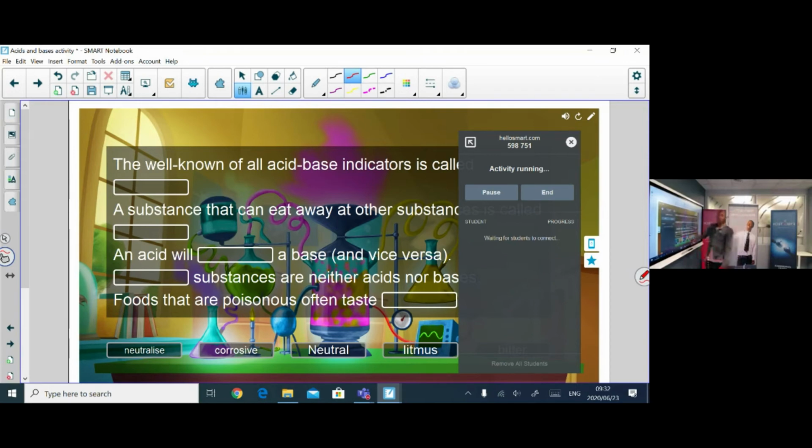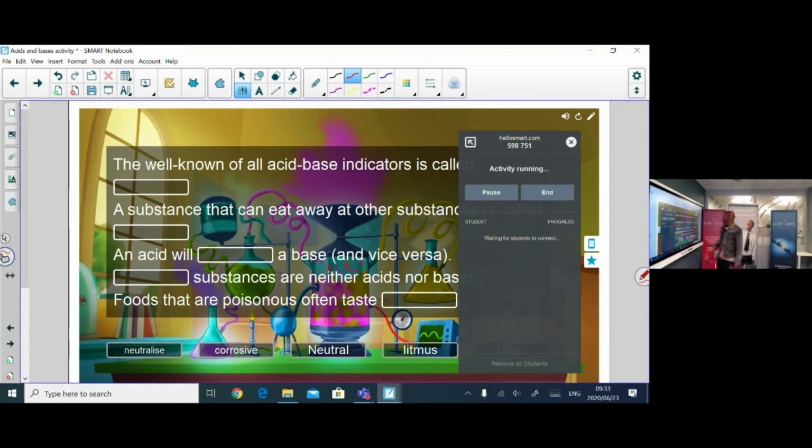The next question is: an acid will do what to a base, and vice versa, meaning an acid will do something to a base and a base will do the very same thing to an acid. We have a range of answers to choose from. What does an acid do to a base? When a base meets an acid, when they react, what happens?